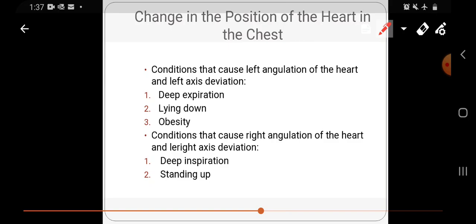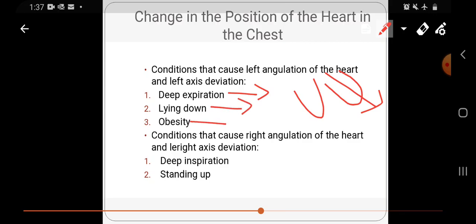Now, we have some conditions that might cause left angulation of the heart. يعني الheart, this is the normal position of the heart. It is slightly angulated towards the left. Okay, but we have certain conditions that might increase this angulation like this. Okay, the angulation increases, and this might lead to left axis deviation. Okay, these conditions include deep expiration, lying down, والobesity.